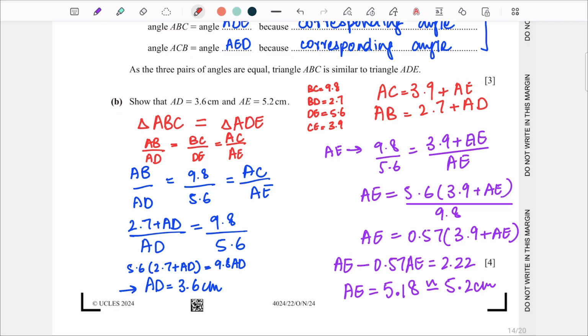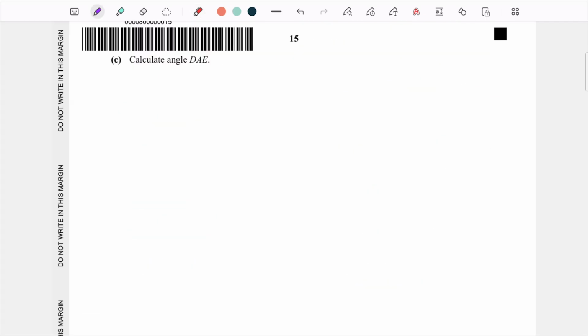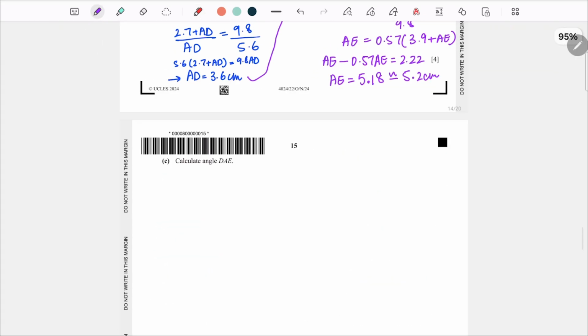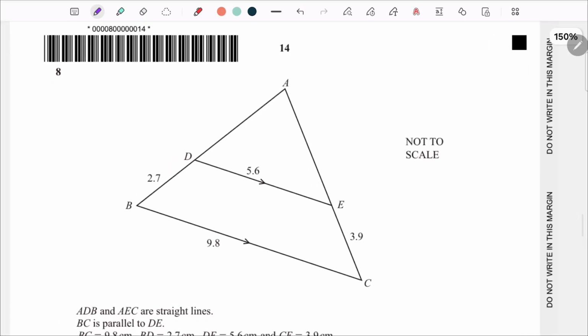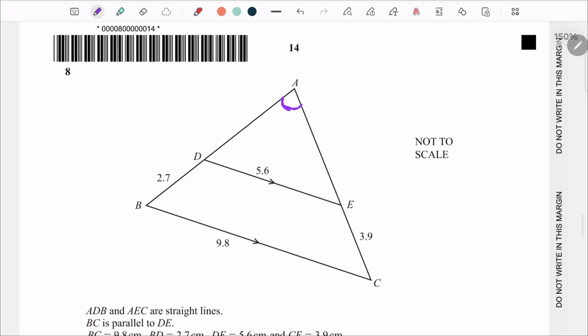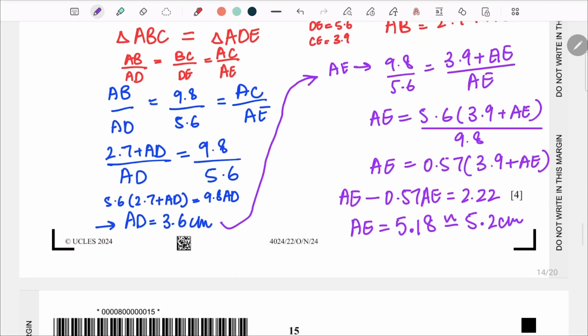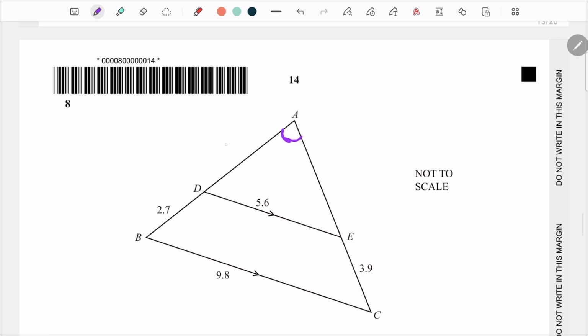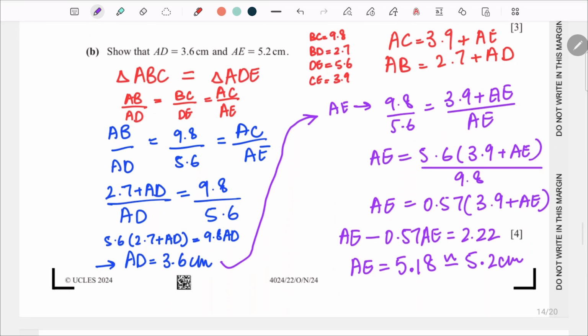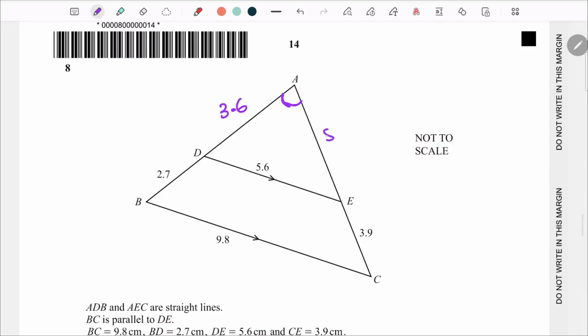Part C, calculate angle DAE. Now angle DAE is basically this angle right here. We found AD. AD was basically 3.6 centimeters. And we also found AE, and AE was 5.2 centimeters. So I'm going to copy this entire triangle down.